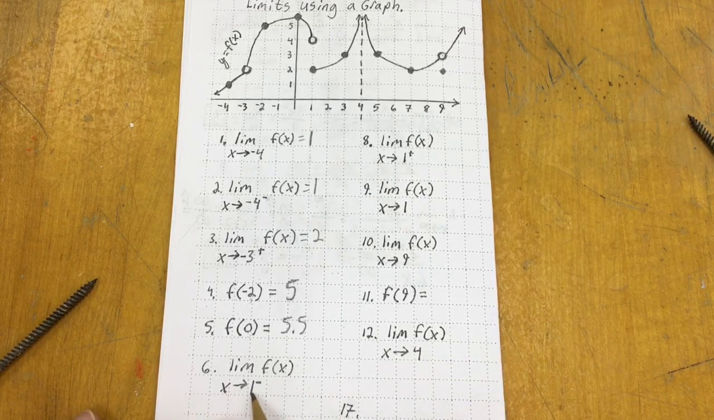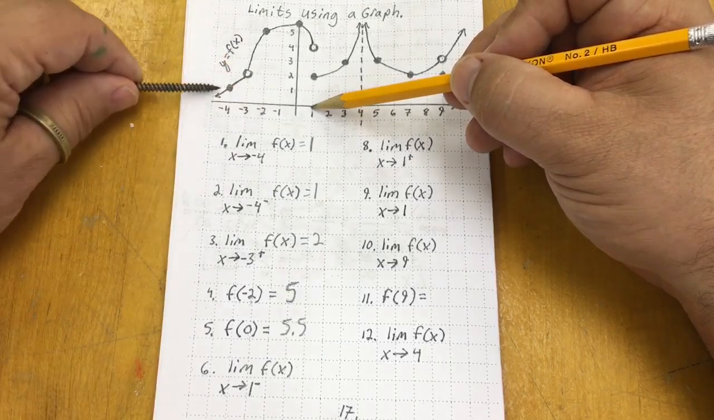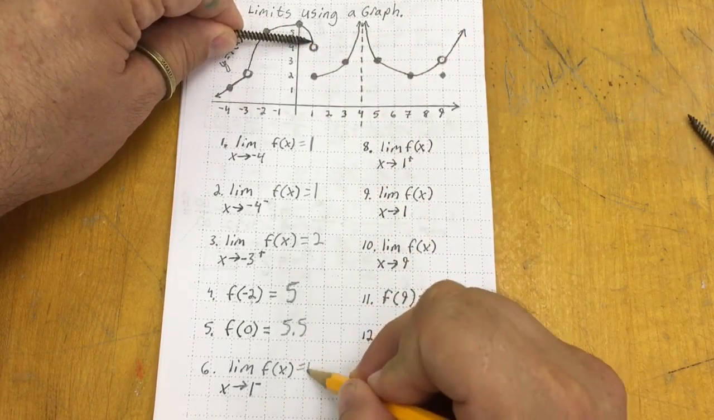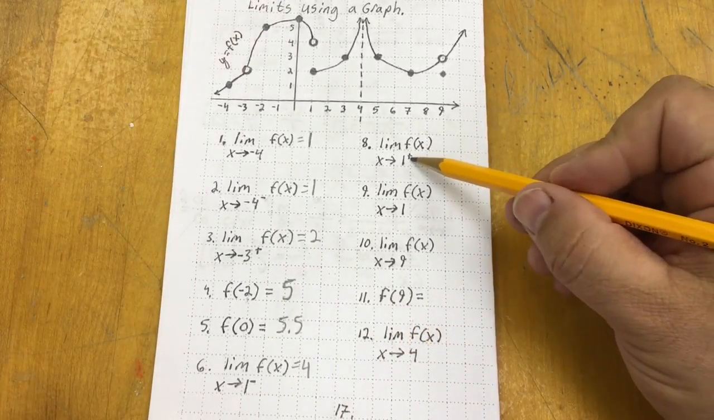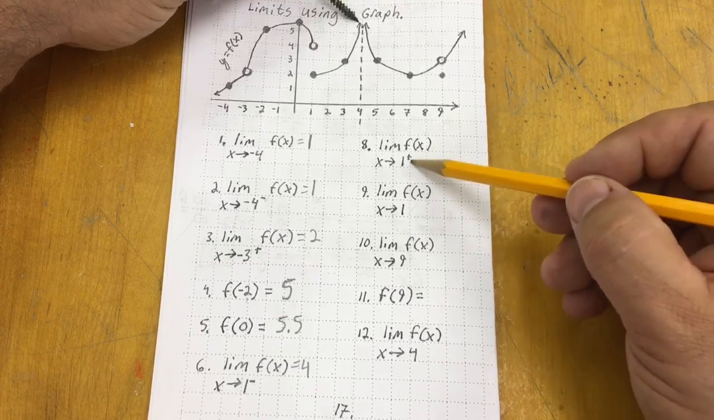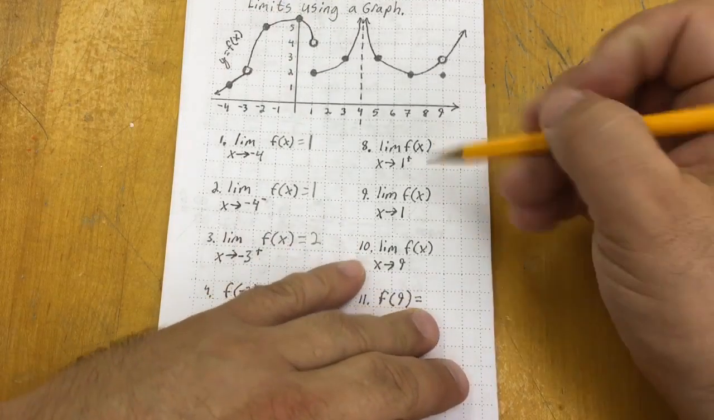Now the limit as x approaches 1 from the left. As x approaches 1 from the left, I'm following along, and that's going to give me 4. Now my limit as x approaches 1 from the right. As x approaches 1 from the right, that's going to give me a y value of 2.